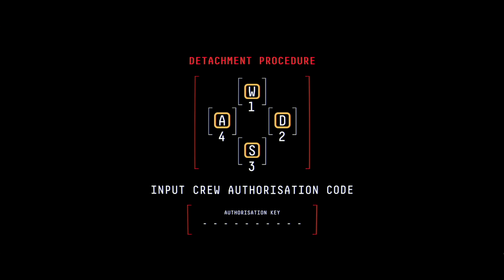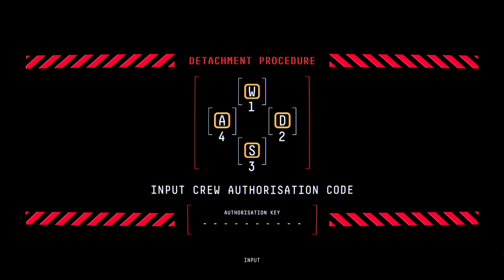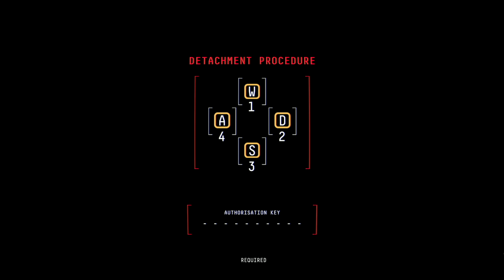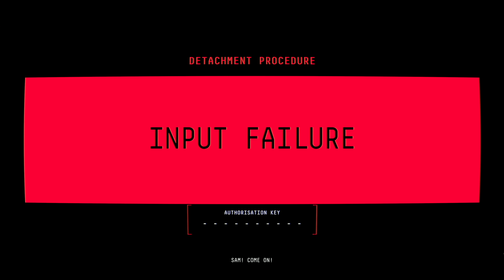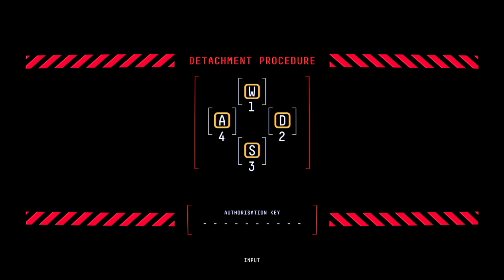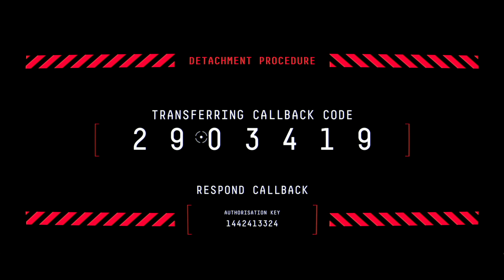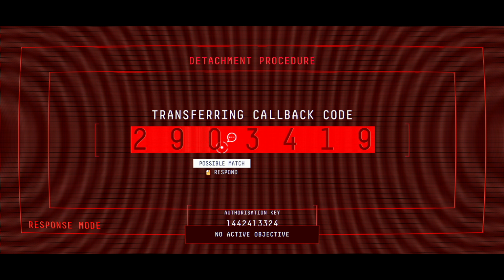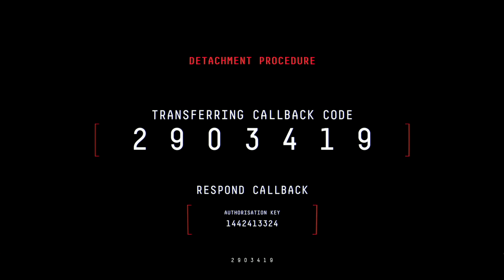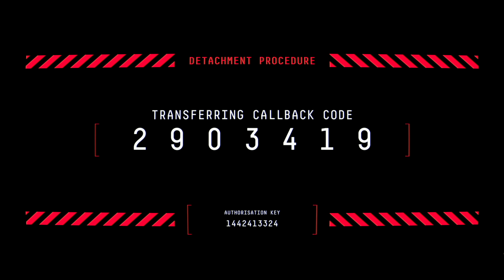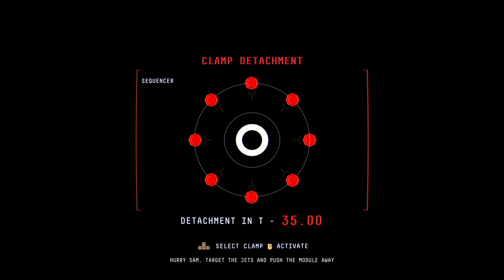Okay. Uh-huh. 1442413324. Oh, no, no. It's not the numbers. Shit. Sam, say it again. Come on! Okay, WASD. 1442413324. Oh god. I hope that was right. There, now the callback code is 2903419, so hold that down and give it back to her. 2903419. Got it. Be right. Now, good. Hurry, Sam. Target the jets, here we go. And push the module away safely.